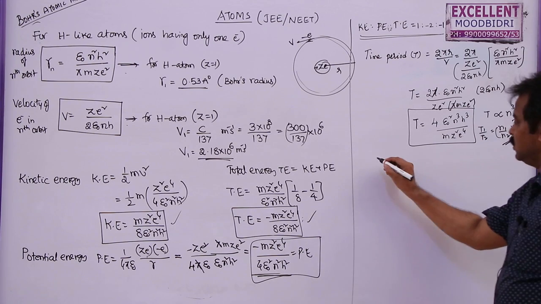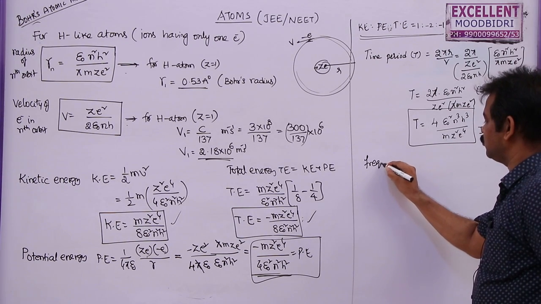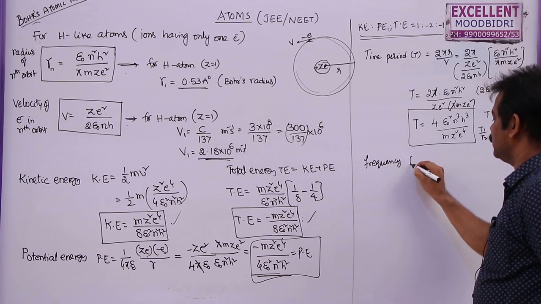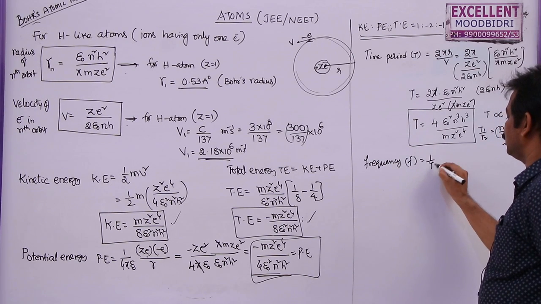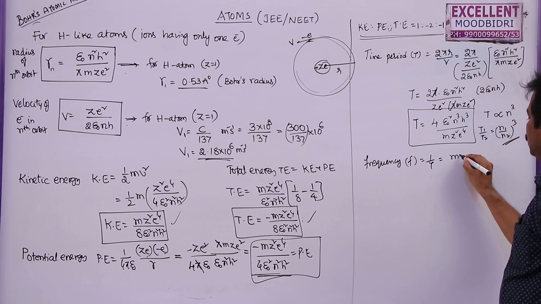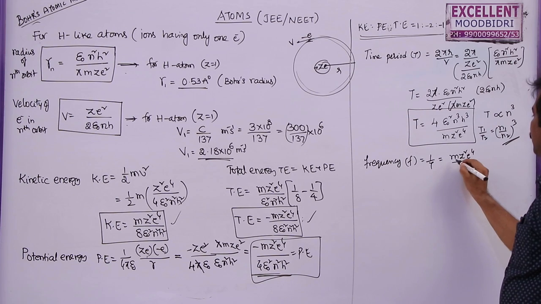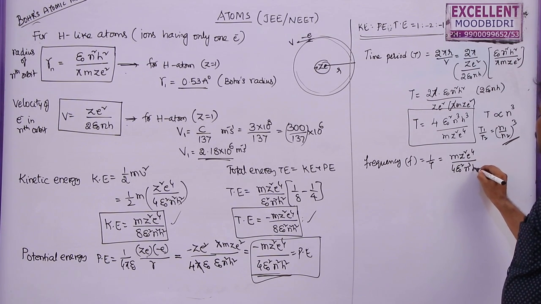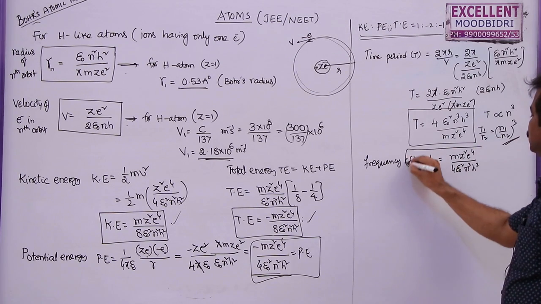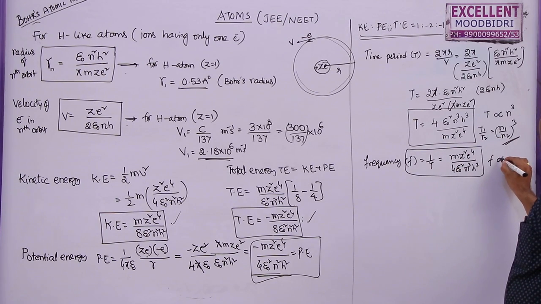So after this, frequency of revolution is given by, frequency is nothing but 1 by time, which is equal to m Z square e power 4 by 4 epsilon naught square n cube h cube. So from this frequency we can write f is inversely proportional to n cube here.